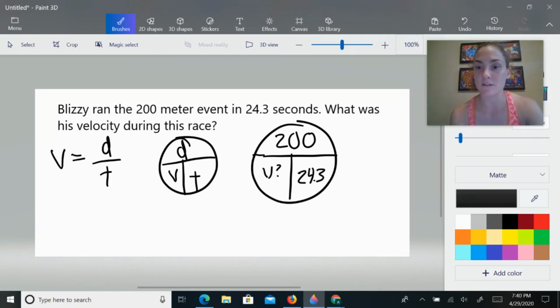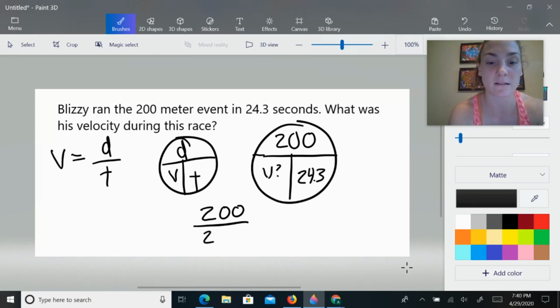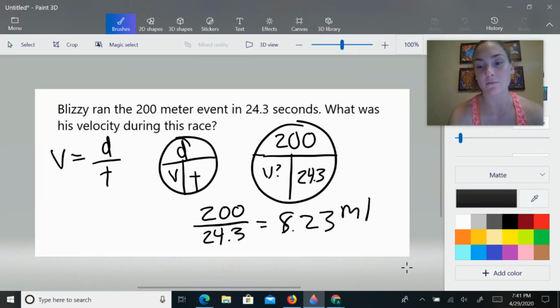I want to know what the velocity is. And again, this is division. So we'll take the number on the top divided by the number on the bottom. So 200 divided by 24.3. And I did not calculate this beforehand, so let me do that. Take out a calculator. 200 divided by 24.3 is 8.23 meters per second.